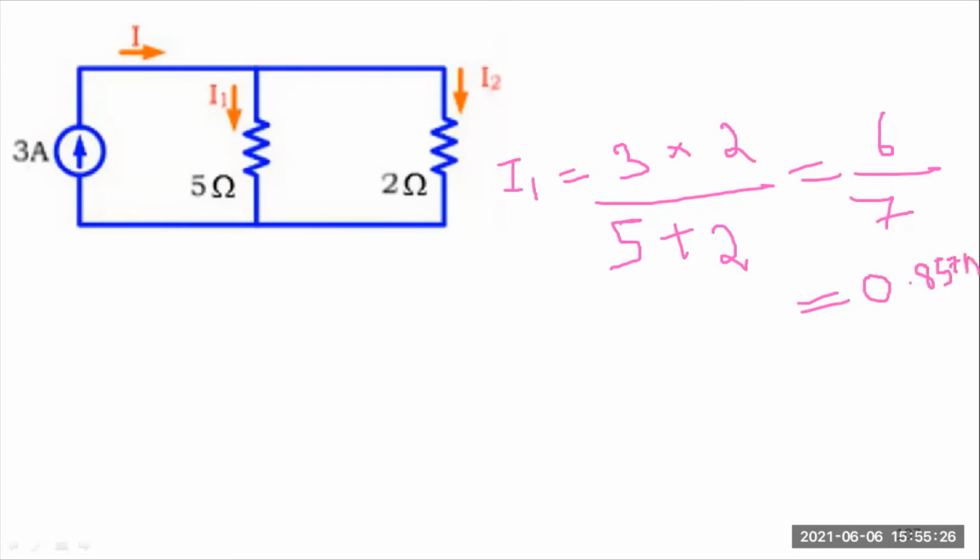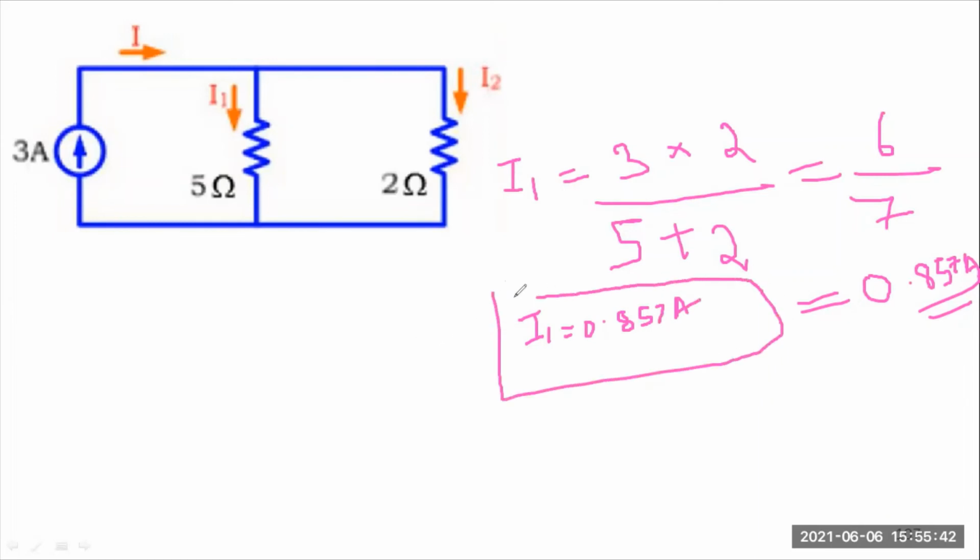0.857 ampere. So I can write I1 equal to 0.857 amps. Now I want to calculate I2.